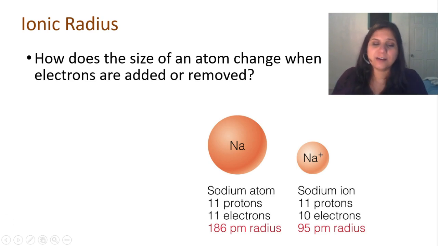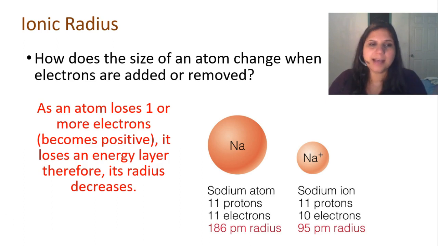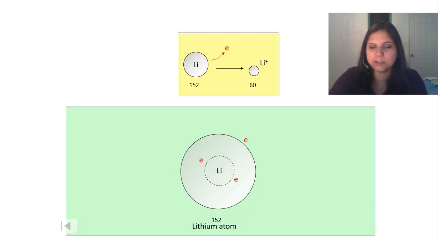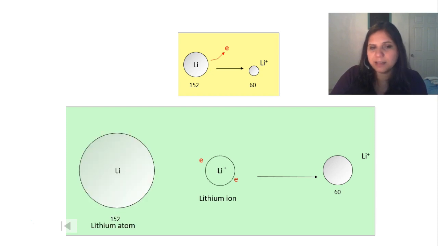Since now the nucleus is the same, but the number of electrons is different, that same amount of protons is better able to attract those 10 electrons. And so the size of the atom gets smaller. Another way to say that would be this: as an atom loses one or more electrons and becomes positive, it loses another energy layer, like a shell, and its radius gets smaller. So it looks like this. The electron is lost, it turns into a lithium ion, and then you can compare the size of the lithium ion to the lithium atom, and they're very different.